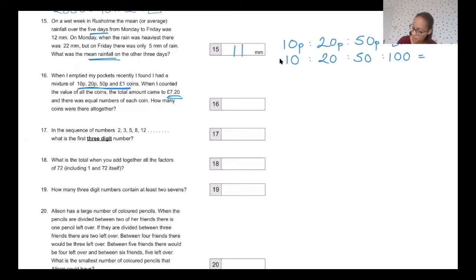That adds up to £1.80. Okay, so if you made £1.80 with those coins, you would only have one £1, one 50p, one 20p, and one 10p. So we'd have equal numbers of all of the coins. So that adds up to £1.80, but we want it to add up to £7.20. So I put £7.20 underneath.